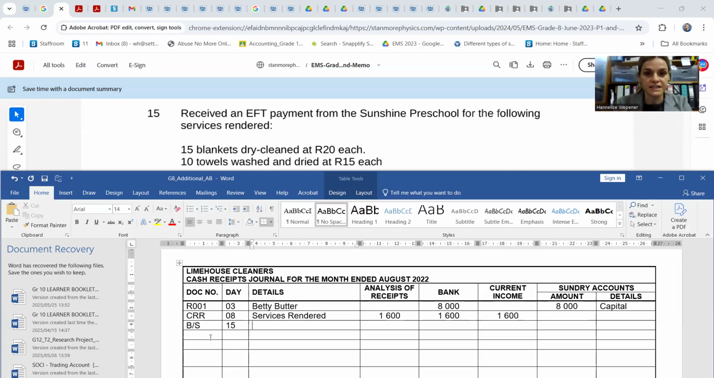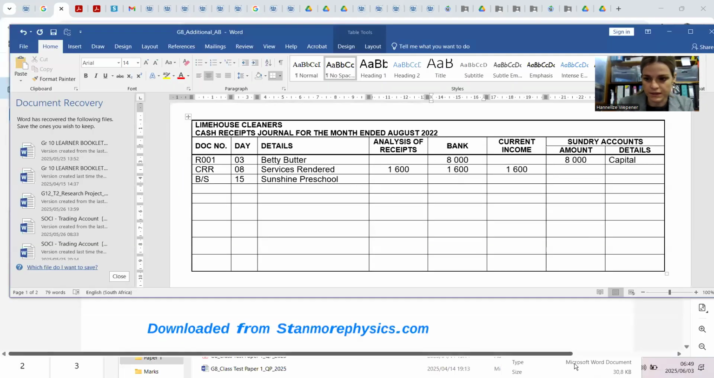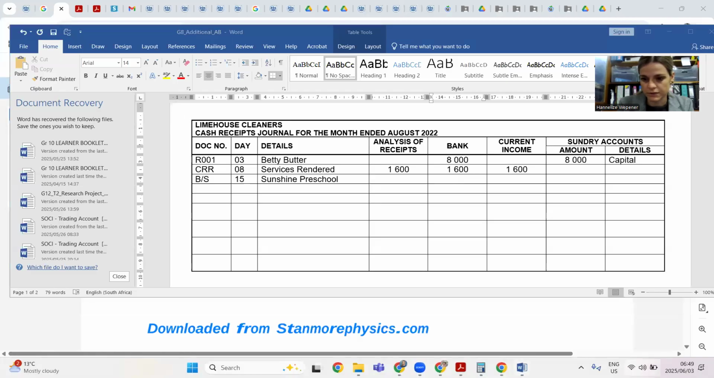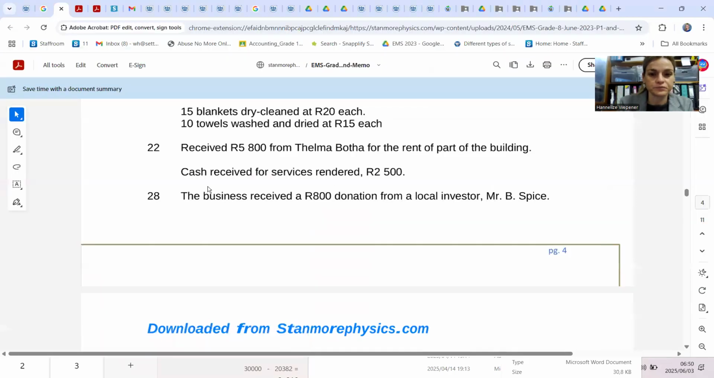So on the 15th, we received from Sunshine Preschool directly into our bank account. So we're skipping analysis of receipts. We received more than one amount. I just want to get my calculator, sorry. So we have the following.